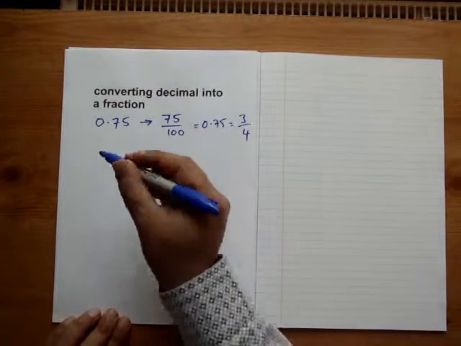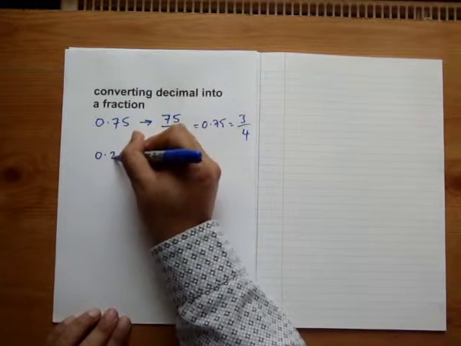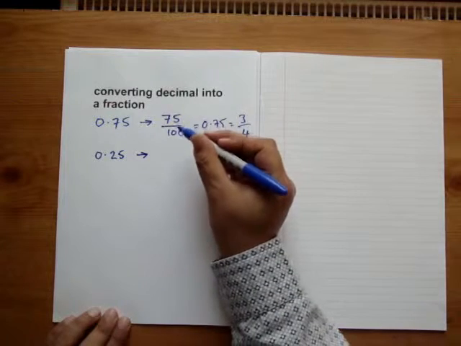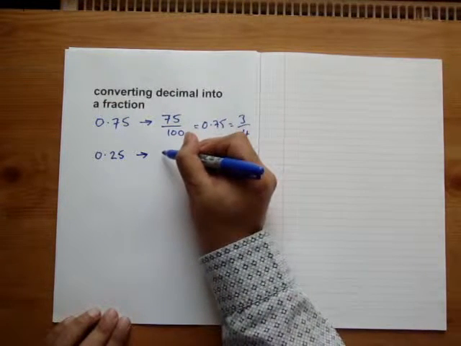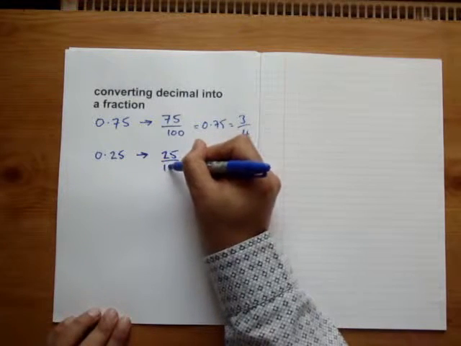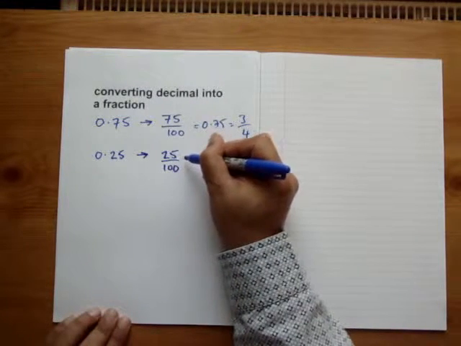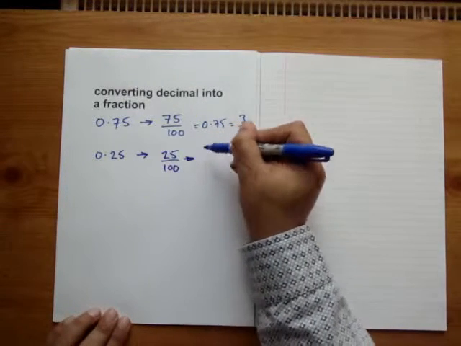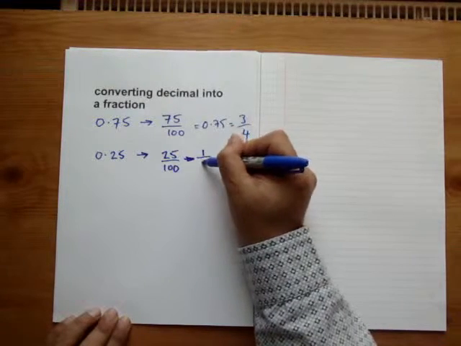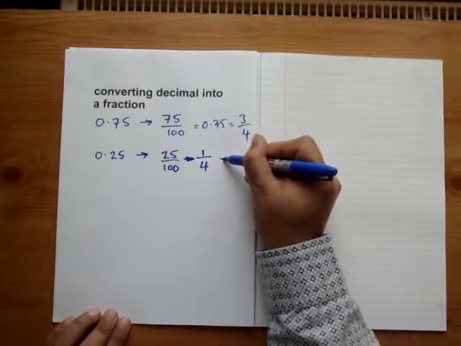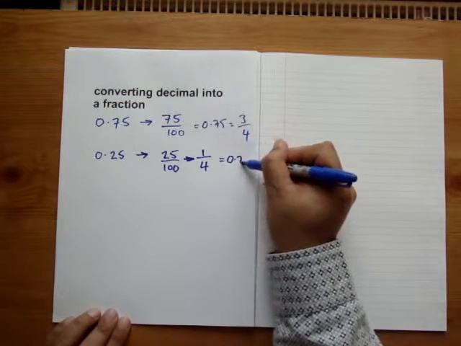Say we were converting 0.25, that would be 25 over 100. We can divide both the top and the bottom by 25, and that would give us 1/4. When we divide 1 by 4, we get 0.25.